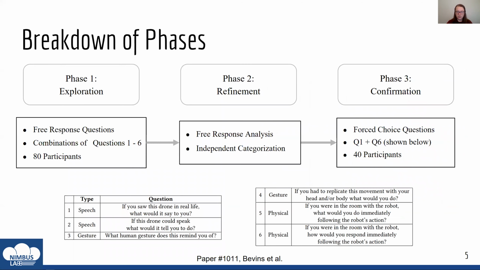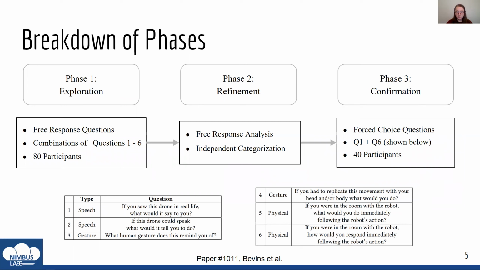Here's the overarching picture of what the sections of this project look like. For phase 1, there were 80 participants who were given different combinations of speech, gesture, and action-based questions. Each participant received 1 or 2 free response questions chosen from questions 1 through 6, which are repeated here at the bottom of the screen.